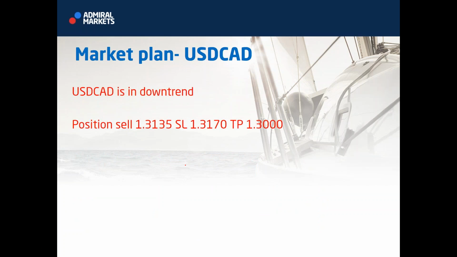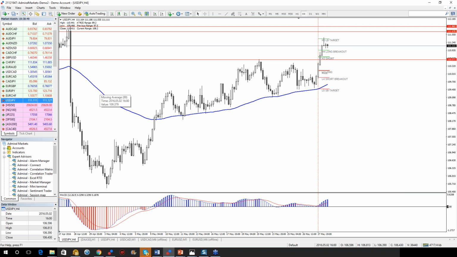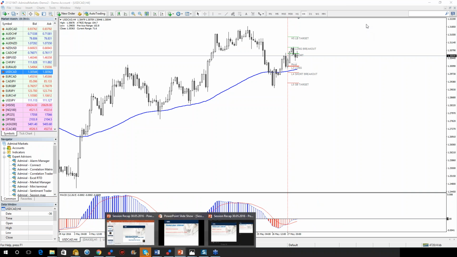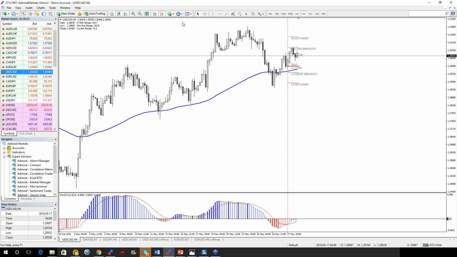Dollar CAD also: 31.35, 31.70, 30.00. Please, this trade is valid until OPEC meeting. I think it's on Wednesday, so pay attention to it. Don't trade dollar CAD on OPEC meeting because it will be very volatile. Don't forget that oil is connected to Canadian dollar. Oil up, Canadian dollar up, and so on. But we don't know what will happen. But this is a setup that could be good. 31.35.